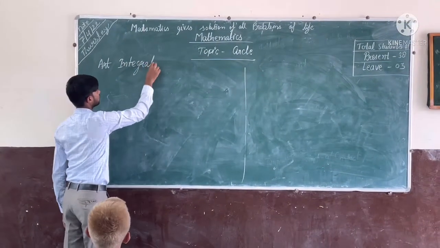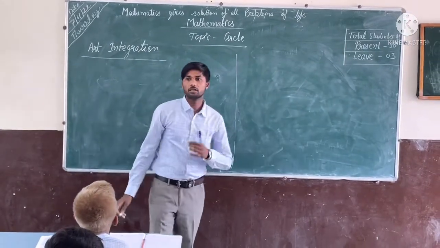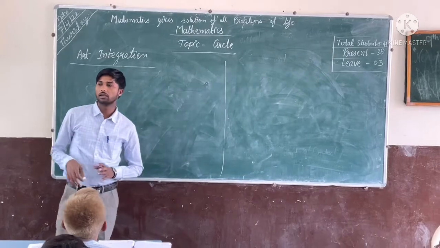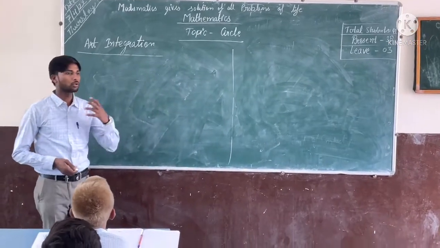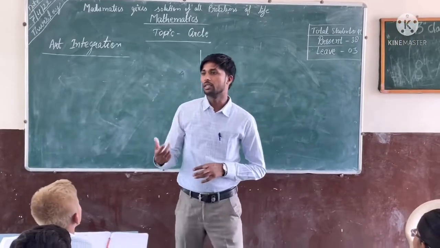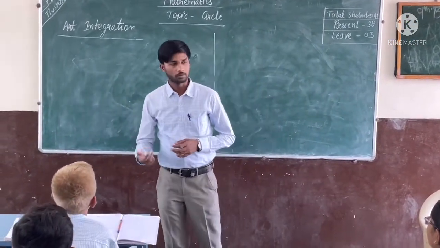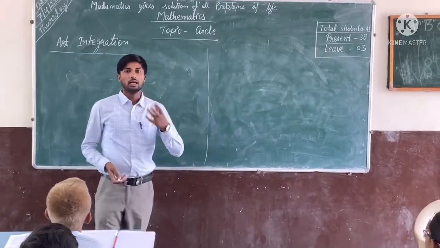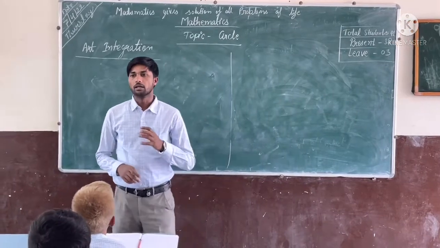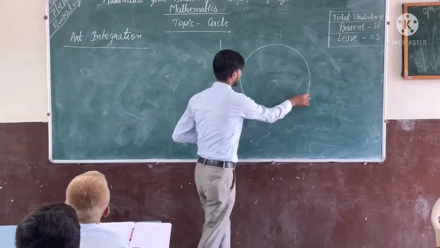Art integration means we can make different pictures. It improves the hands-on learning experience. It means you can draw yourself a picture of a circle representing some formulas or theorems, like to find the length of the radius, to find the chord of the radius. As you know, the first theorem of circle is what?